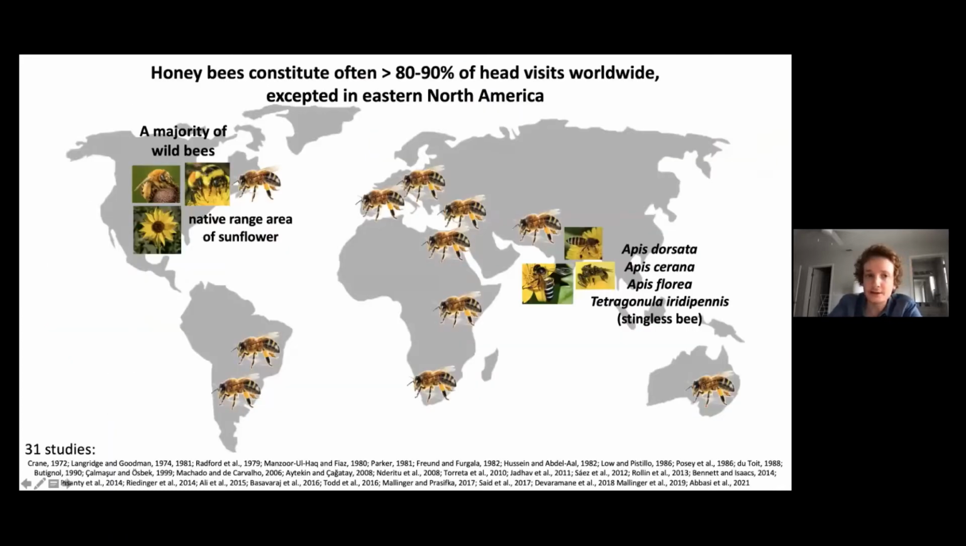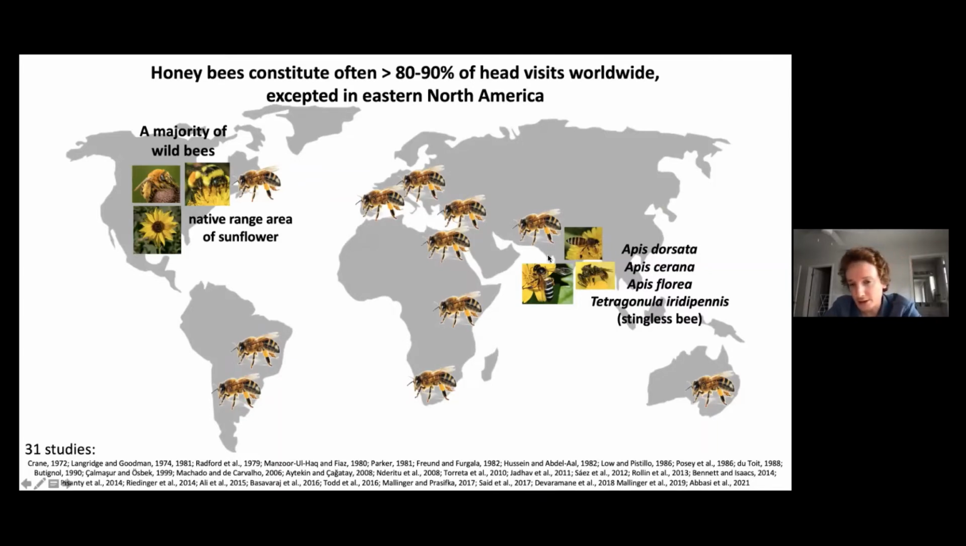And indeed, it is the case in the world. In the literature, the honeybees often constitute more than 80 or 90% of the head visits worldwide. For instance, in South America, in Africa, in Europe, the Middle East, except in Eastern North America, which is the native range area of sunflower. And in that area, honeybees are often in the minority, while wild bees are in the majority.